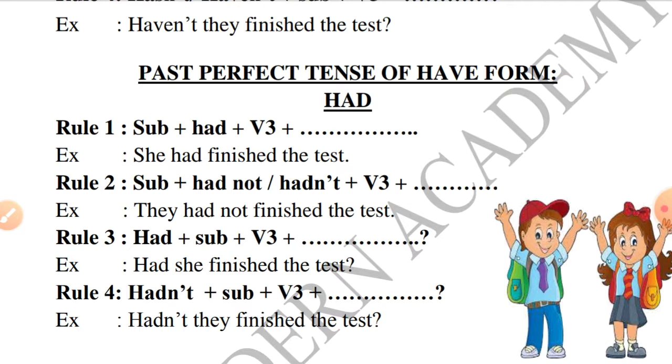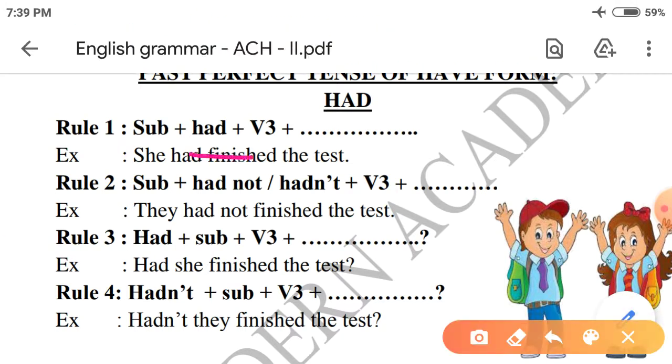So here the first rule is subject plus had plus V3, then the remaining part of the sentence. The subject is she, so for she, everything is had only. So, she had finished the test. The second rule is subject plus had not or hadn't, the shortest form of had not, plus V3 plus remaining part of the sentence. So, they had not finished the test.